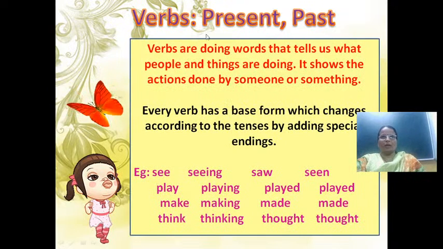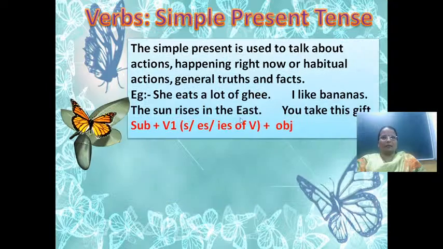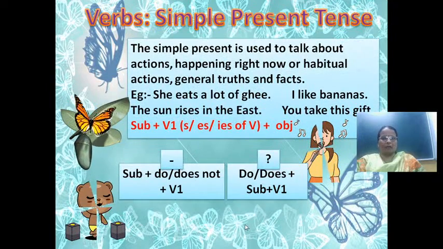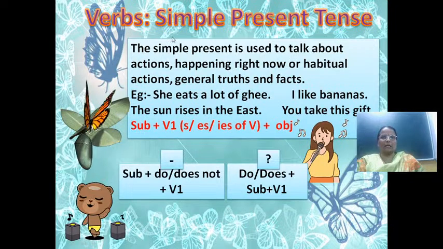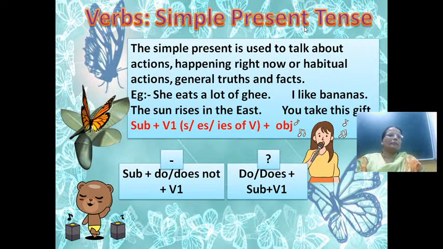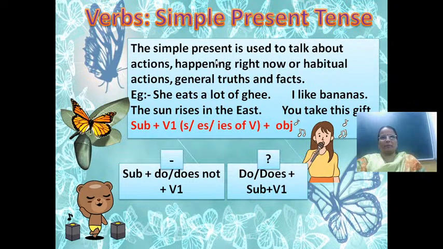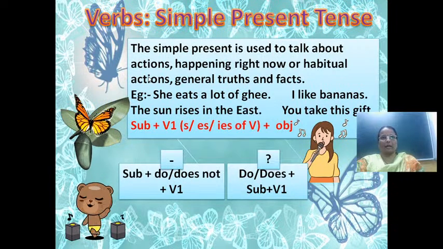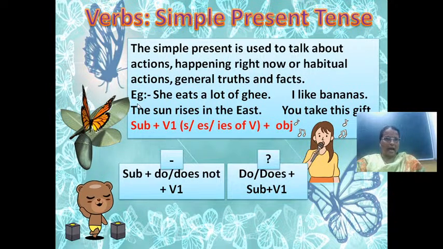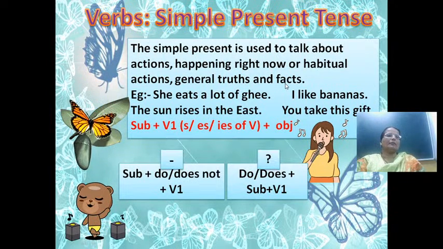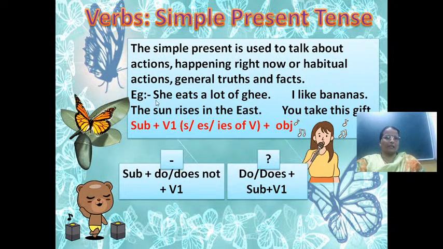Now, verbs present and past, again we are going to learn more about it, and in this slide we will revise what we have learned in the last class. In the last class we learned about simple present tense, and why do we use it? I told you in the last class, simple present tense is used to talk about actions, happenings or things happening right now, and habitual actions. That means to speak about habits, general truths and facts. These are all the things which we discussed in the last class.